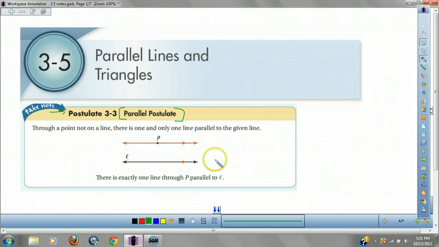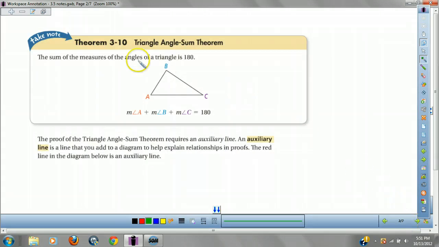And you may say, why is that important? Well, Euclid developed all of geometry based on this one concept, and here's why. From that, you can say that the sum of all the angles of a triangle add up to 180, also known as the triangle sum theorem. You guys probably heard that before. What it basically says is this angle plus this angle plus this angle equals 180 degrees.